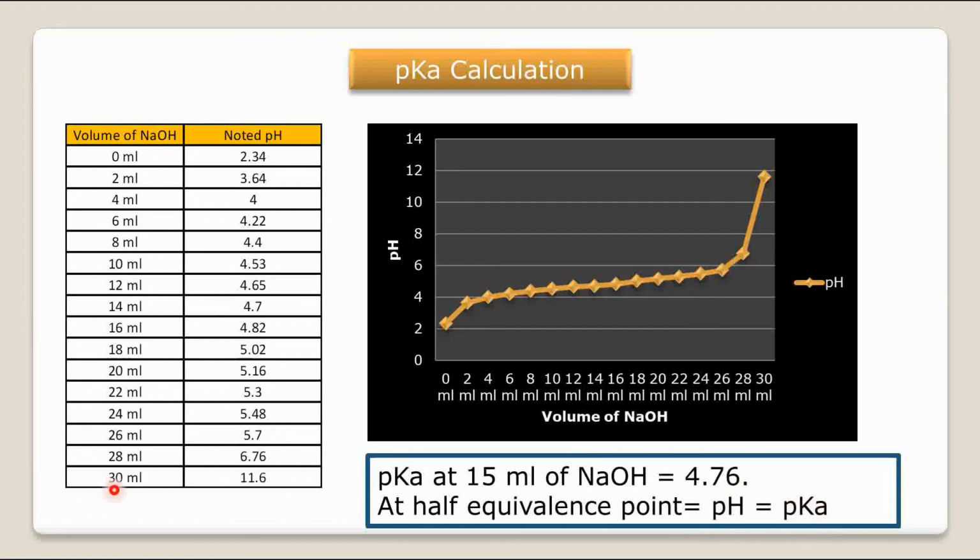So here we have added 30 ml. Its half means 15. As we add multiples of 2, we can't find 15 specifically here. For finding the pH at 15, we need to find the average of these two values: 4.7 plus 4.82 divided by 2. By that way, we will get the pH at 15 ml of NaOH, that is 4.76, and that will be the pKa of acetic acid. In this way, we can find the pKa. Okay, with this we finish today's practical. Thank you.